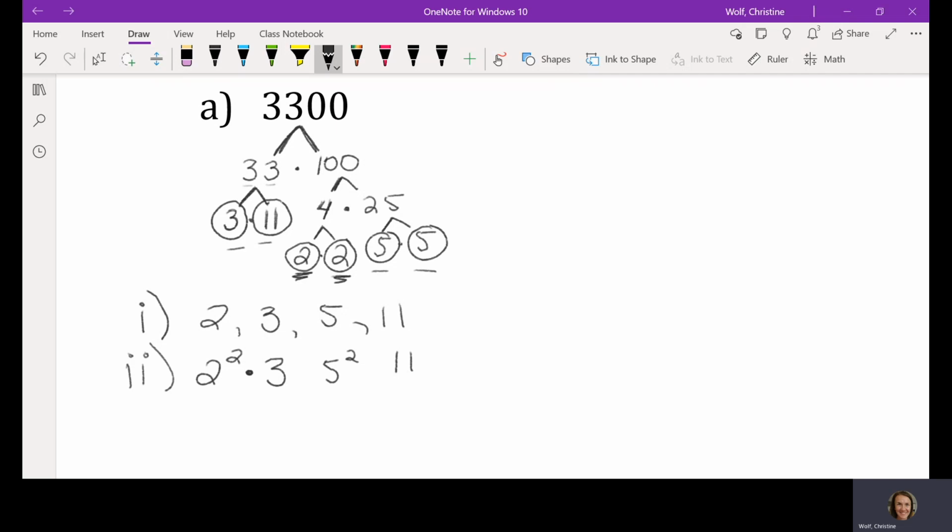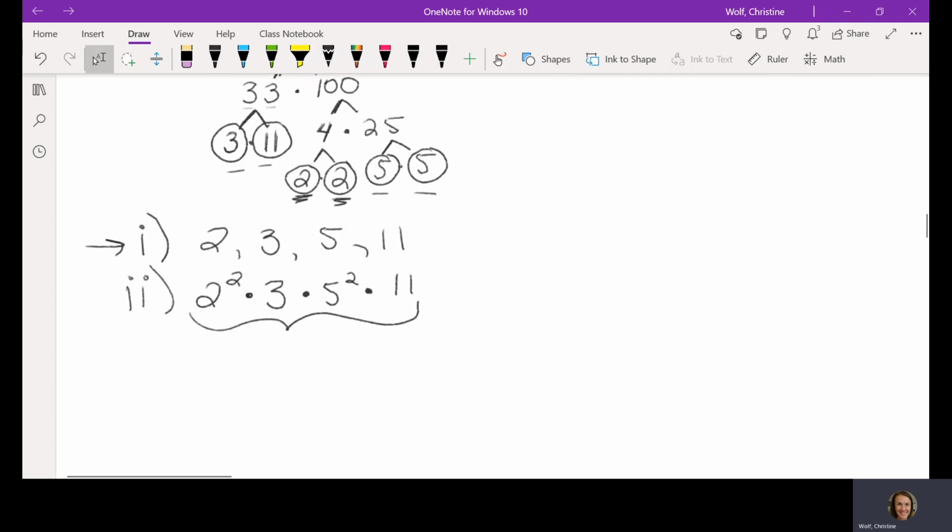And then in the end you write the multiplication symbol in between those numbers. No commas anymore. Commas are only for part 1. When it's part 2, prime factorization, you're going to multiply them together. And if you want to check your work, like you're a student who likes knowing for sure if you got it right, you can punch that into your calculator. So on your calculator, you can go 2 squared times 3 times 5 squared times 11. When you get that result, you should get 3,300 again. And that's how you know you did it right. You got the original number.